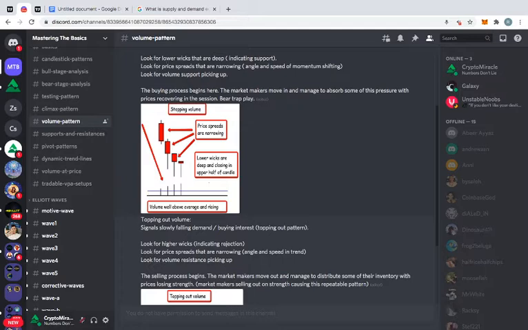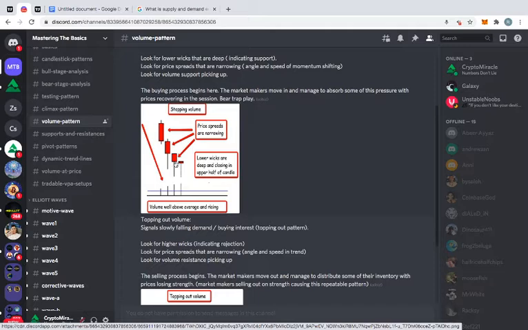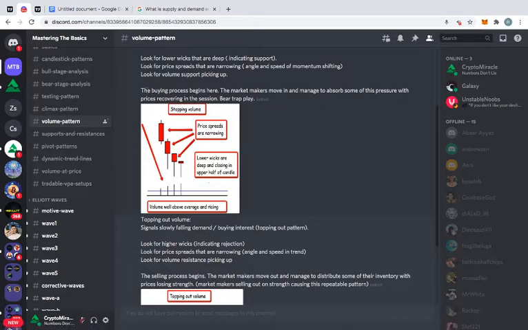Okay, so again, you want to look for lower wicks that are deep. You want to look for price spreads that are narrowing, and the angle and speed of momentum. That's like Gann's rule, and the trend starting to change here. Next, you want to look for volume to pick up, so buying interest is actually coming into the market. So: lower wicks are deep, close, price spread. I'm sure you guys have seen this pattern before if you've been looking at the market, because it happens all the time.